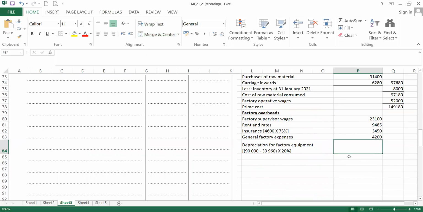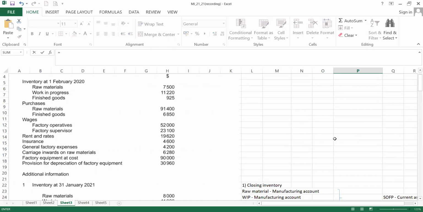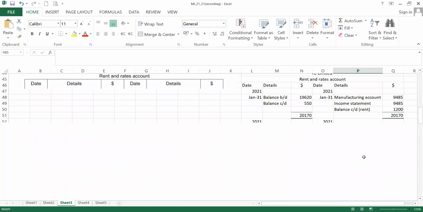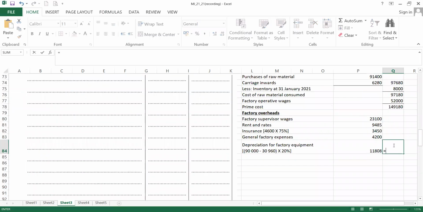Then this amount is what we have calculated. Depreciation is 1180. Okay, so we add all the items. We get 52,000. Costs must be added together. This has to be plus, not minus.